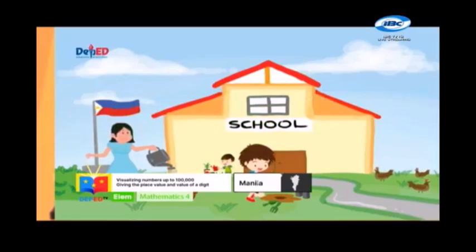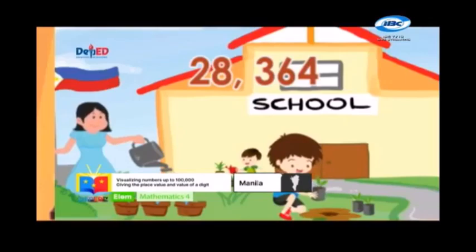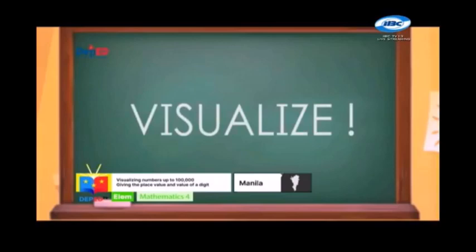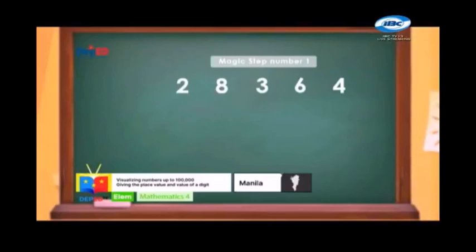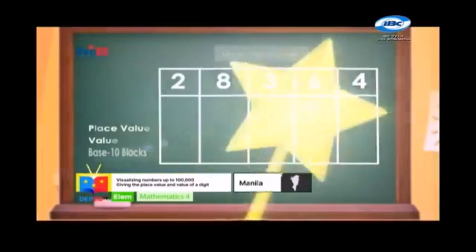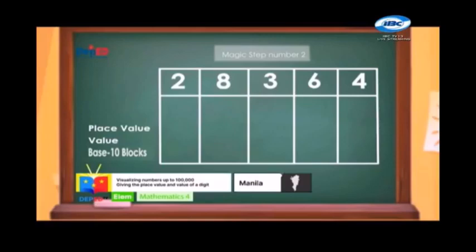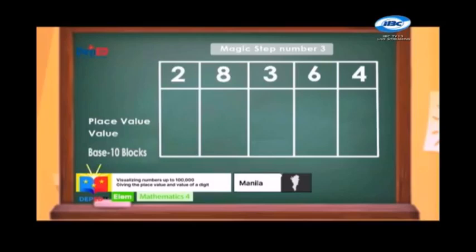The Earth Club of Karanungan Elementary School had a tree planting activity. There were 28,364 seeds planted by the pupils. How big is 28,364? Recall our 3 magic steps and let us visualize. Magic step number 1. Determine the place value of each number. Try it. Ones, tens, hundreds, thousands, 10,000s. Magic step number 2. Make a table separating the place value of each number. Magic step number 3. Draw blocks, flats, longs, and units on each column.